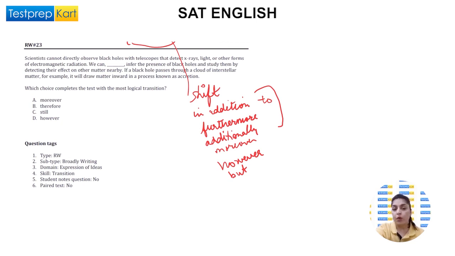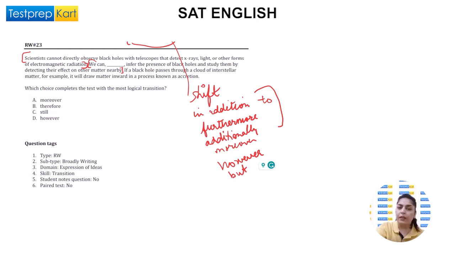Scientists cannot directly observe black holes with telescopes that detect X-rays, light, or other forms of electromagnetic radiation. We can, something has to come here. We can dash infer the presence of black holes and study them by detecting their effect on the other matter nearby. Okay, so just understand, there are two sentences. One is saying scientists cannot detect, observe, or find or study black holes with their telescopes, right?